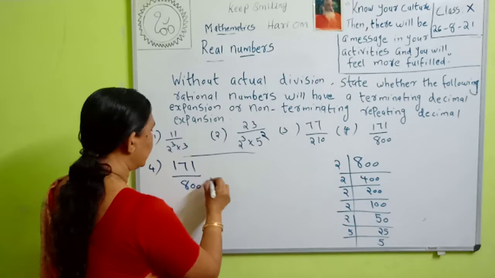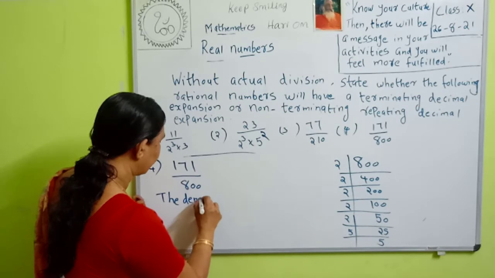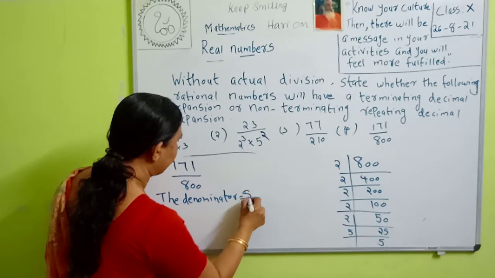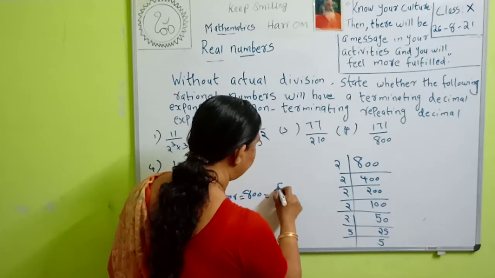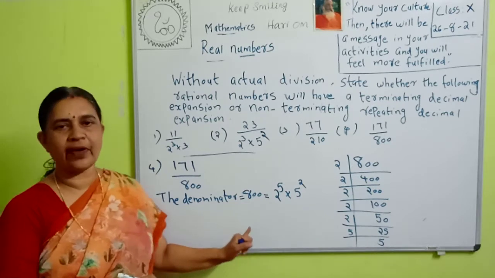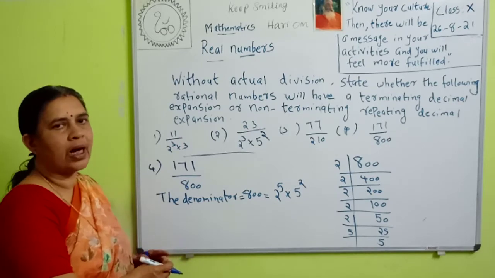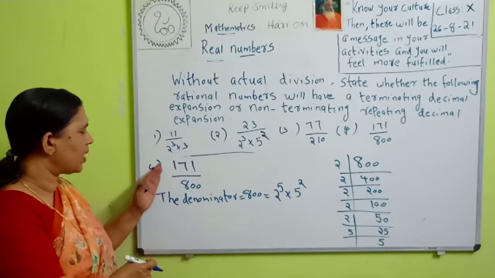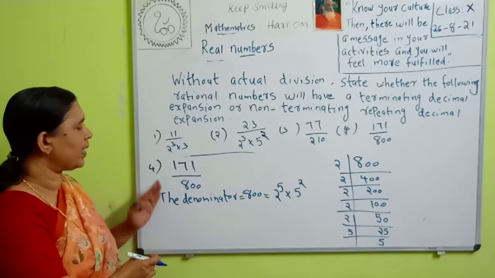Then it is of the form, here the denominator is equal to 800. We can write 800 as a prime factorization is equal to 2 raised to 5 into 5 square. We can write the denominator as 2 raised to 5 into 5 square. Then, is it terminating or non-terminating, this decimal expansion? Here the denominator is of the form 2 raised to m 5 raised to n. So what we can say, this rational number will have a terminating decimal expansion.